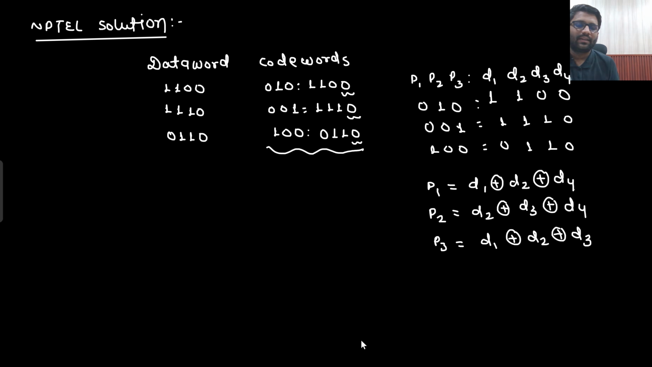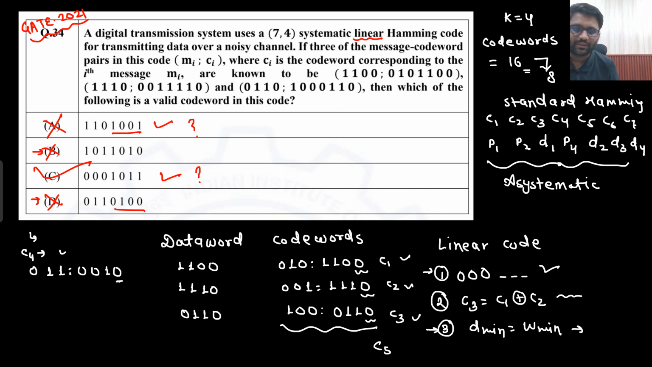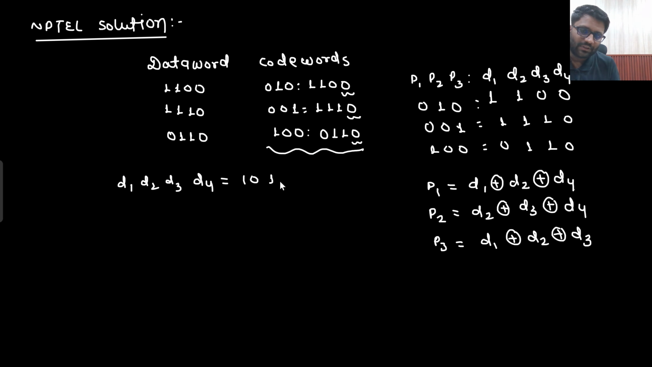So then he said that you take your data bits as D1, D2, D3, D4. You take that data word as 1 0 1 1. Then you find out your P1. Your P1 would be D1 XOR D2 XOR D4. So 1 XOR 1 XOR 1, that would be 1. What would be your P2? D2, D3, D4.